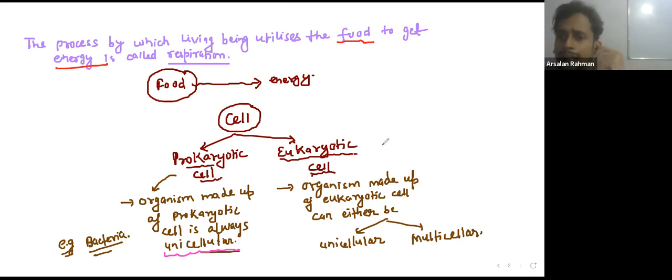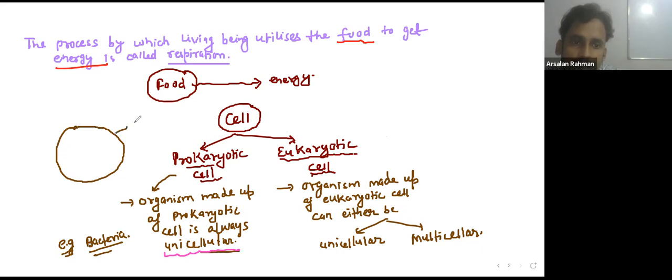Let me give you an example. What does a prokaryotic cell look like? Suppose this is a cell. In a prokaryotic cell, what is this? This is the cell membrane.